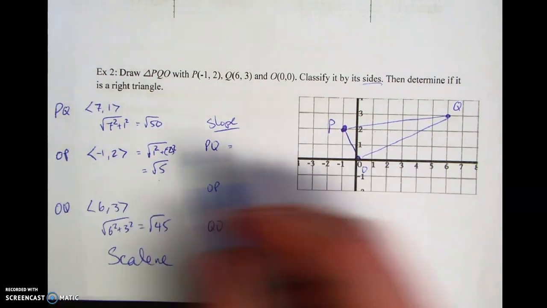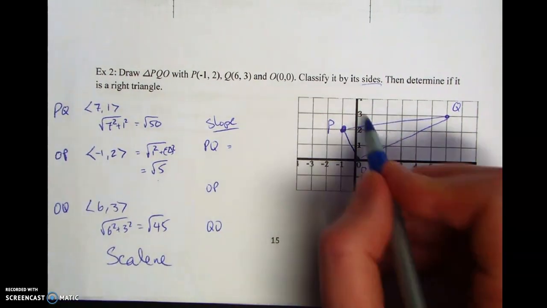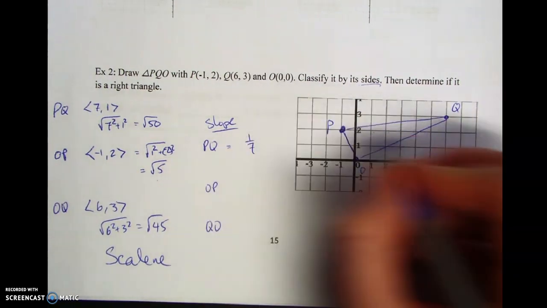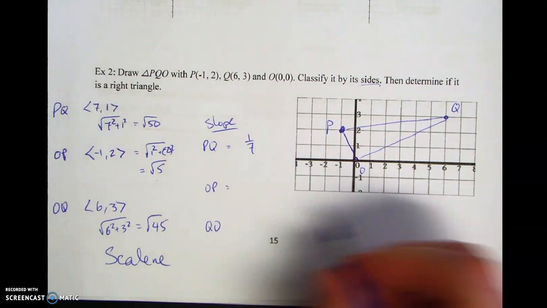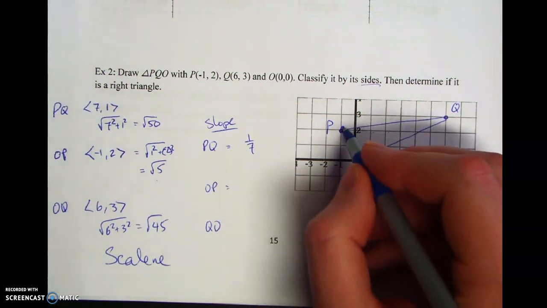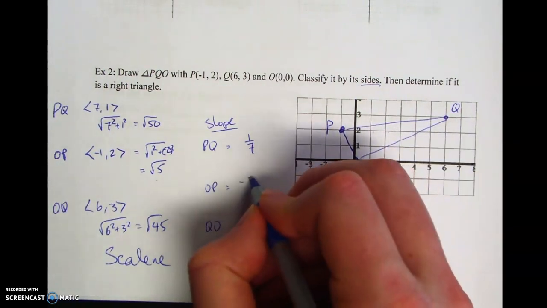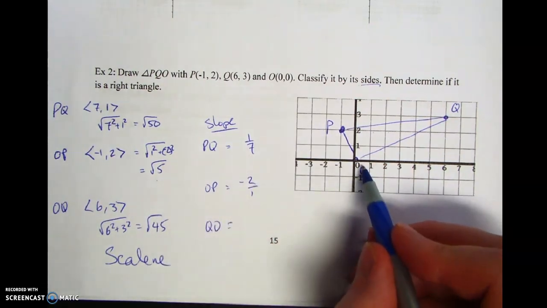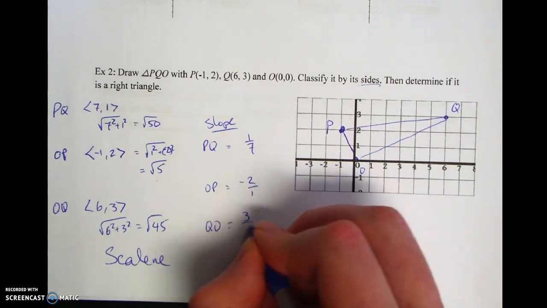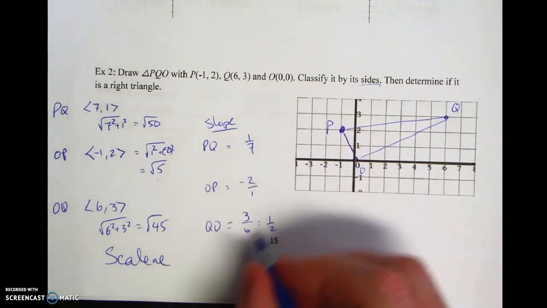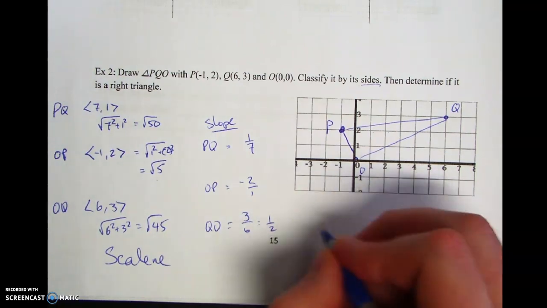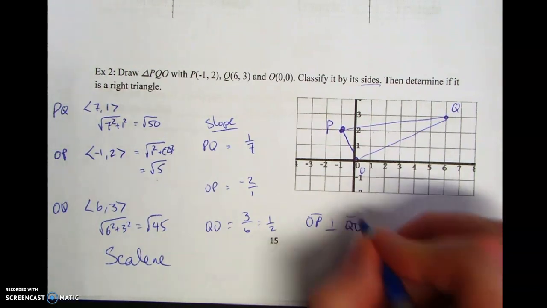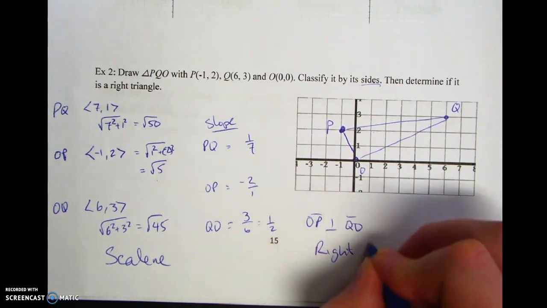So almost the same as looking at a vector, but here we're more careful about direction. We have a rise of 1 and a run of 7. OP is, so if we go down 2 over 1, negative 2 over 1, and QO up 3 over 6, negative 2 and 1/2, and we see that OP is perpendicular to QO, so we have a right angle, and so we have a right triangle.